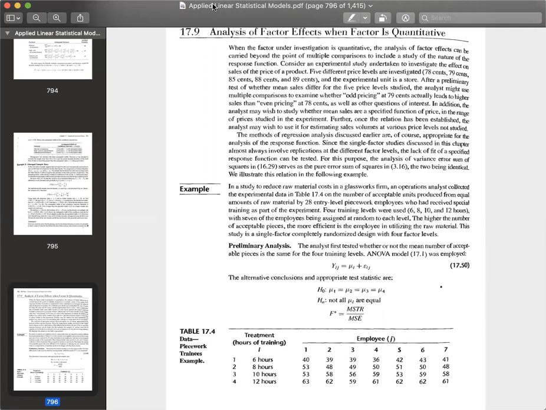The methods of regression analysis discussed earlier are, of course, appropriate for the analysis of the response function. Since the single factor studies discussed in this chapter almost always involve replications at the different factor levels, the lack of fit of a specified response function can be tested. For this purpose, the analysis of variance error sum of squares serves as the pure error sum of squares, the two being identical.